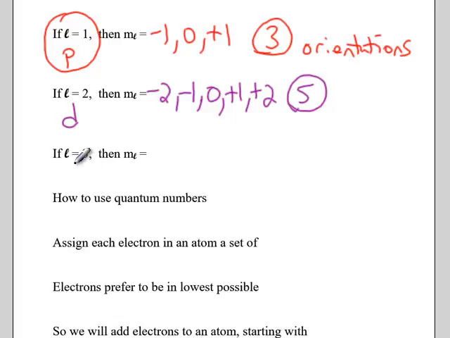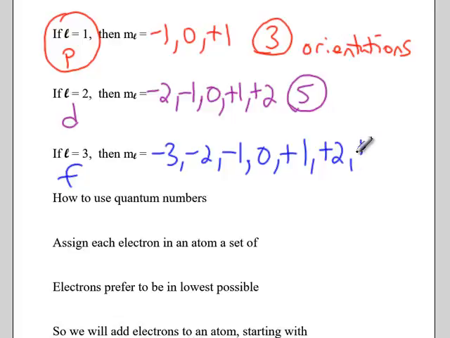And then the last one, L is 3, we're going to call that f orbital, and we go negative L, which would be negative 3, through 0, and then all the way up to positive 3. So that's a total of 7 numbers, so we have 7 orientations.